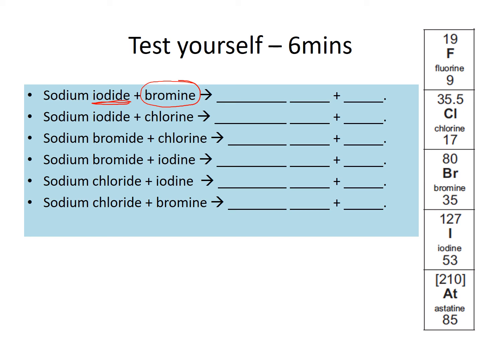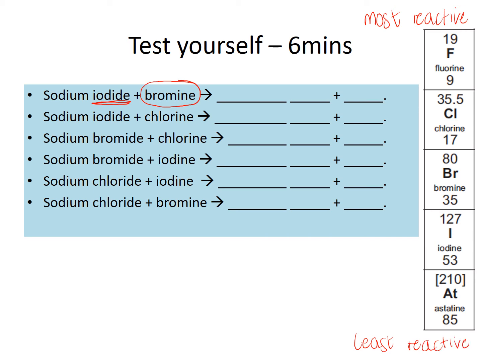We've got sodium iodide and bromine, and we need to know if the bromine can displace the iodide. So we need to see if the bromine can essentially kick out the iodide. And the only way we can tell that is to see which one's more reactive. So let's make a note on our list on the right of which one was the most reactive. If you remember, the most reactive one's at the top. It gets less reactive as you go down.